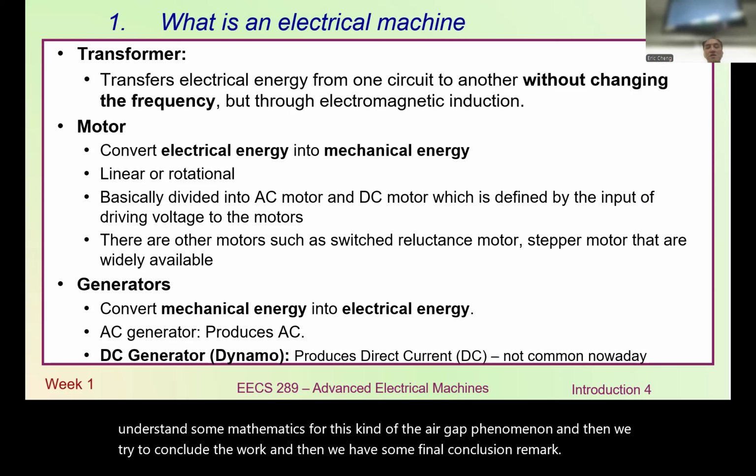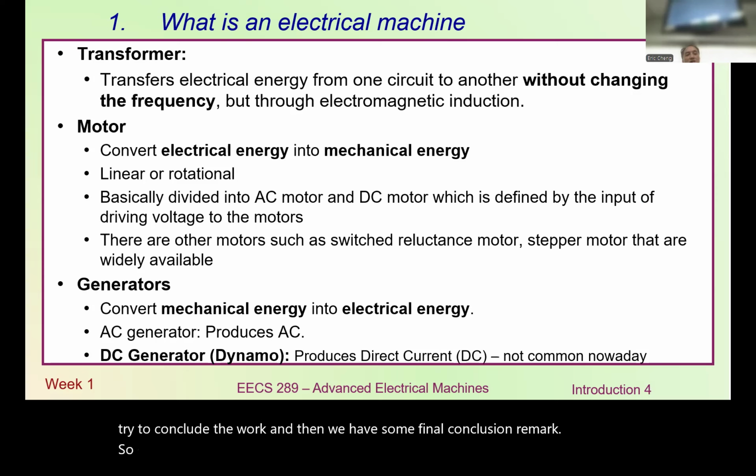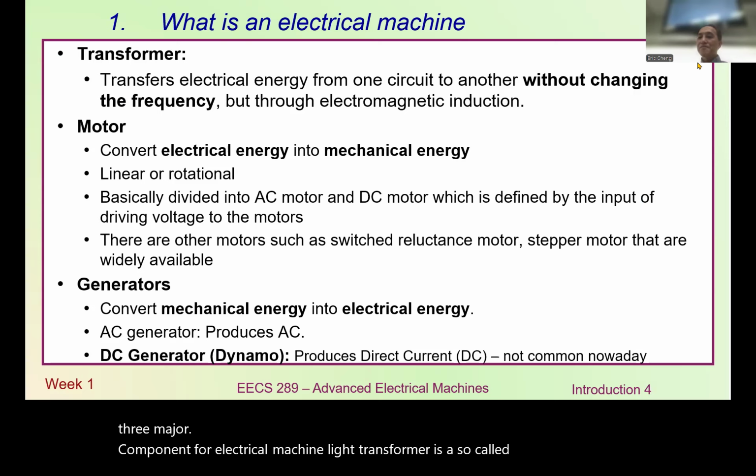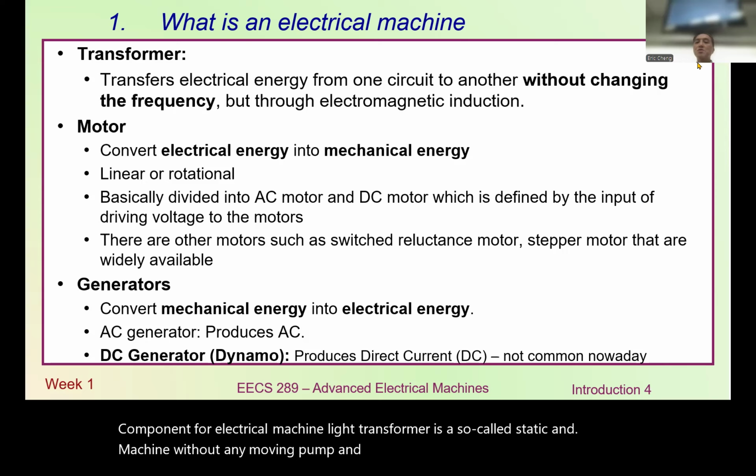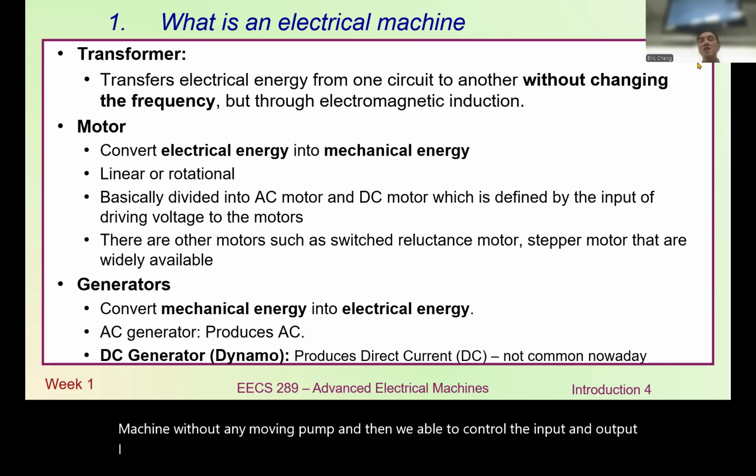So first slide, we'll be looking into the transformer, motor, and generator. These are three major components for electrical machines. Like the transformer is a so-called static machine without any moving part, and then we are able to control the input and output. I think we all know about the transformer.